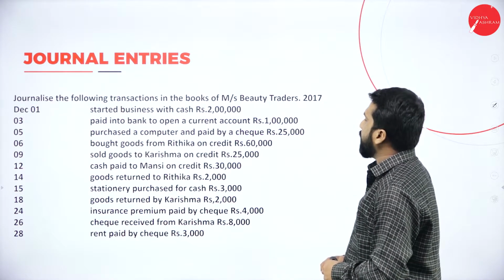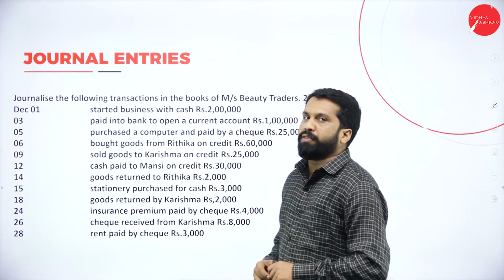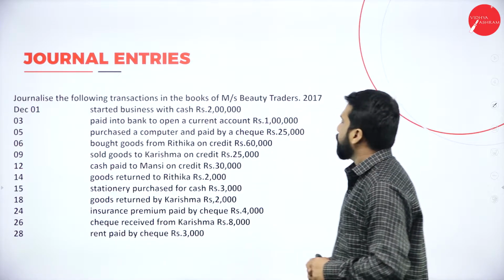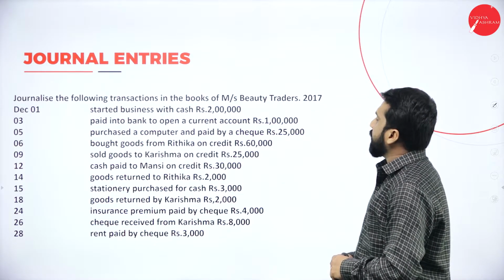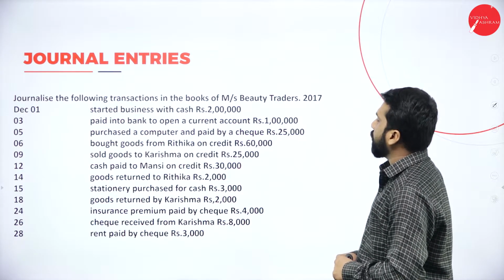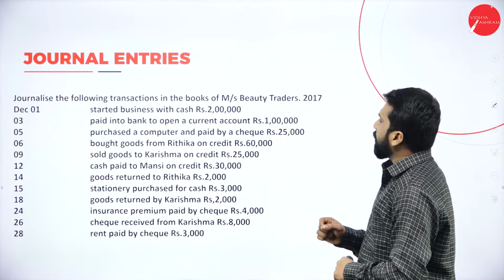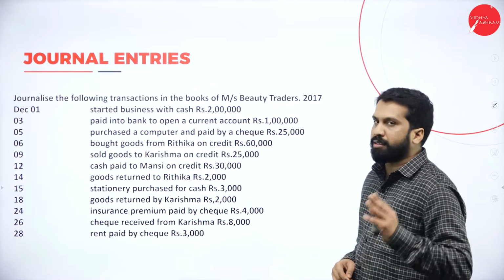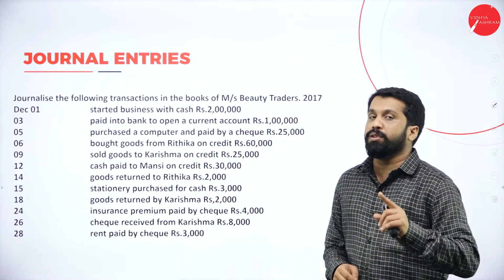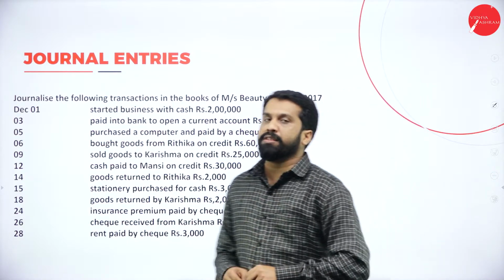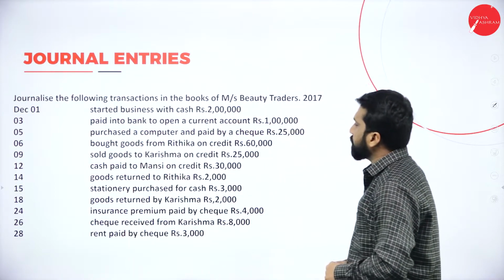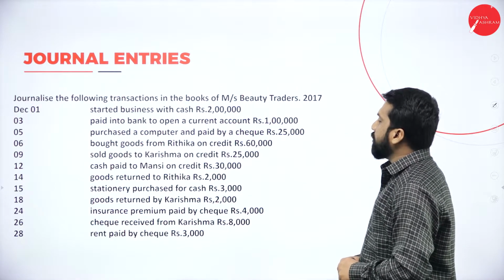Paid into bank to open a current account 1 lakh. Purchased a computer, paid by cheque 25,000. Wherever you find the word cheque, you have to replace it with bank. Next. Bought goods from Ritika on credit 60,000. Sold goods to Karishma on credit 25,000. Paid cash to Mansi on credit 30,000. Wherever credit comes, the word cash will not come. If the word cash is not there, the replacement will be the name of the person. Next. Goods returned to Ritika.